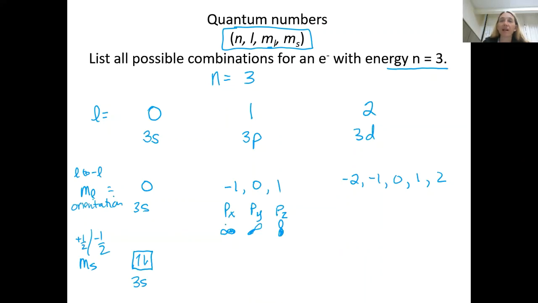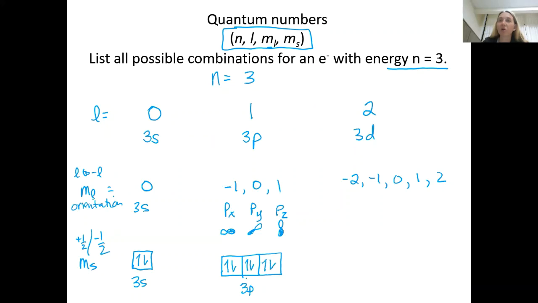Okay. Now the p orbitals: there are 3 of them, the px, the py, and the pz. Since they're all the same orbital but the direction is different, I draw these 3 boxes together. So here's the 3p orbital with a px, py, pz. And I can put an electron with a positive spin or an electron with a negative spin.